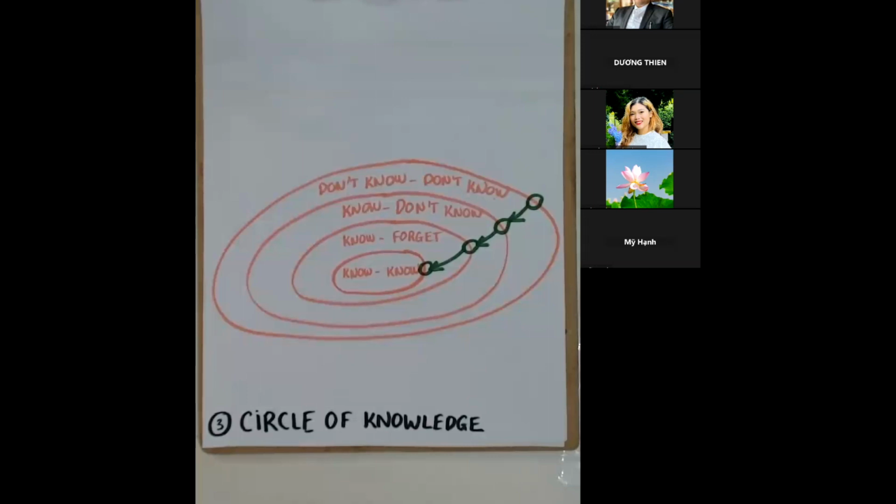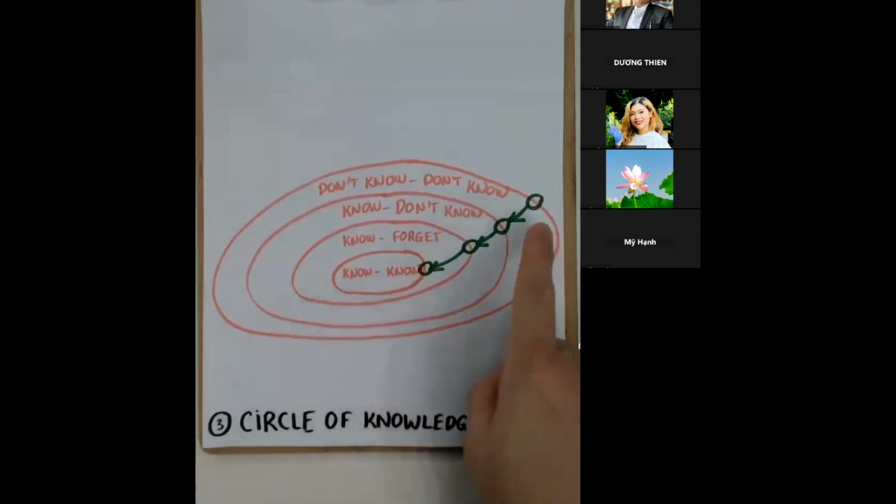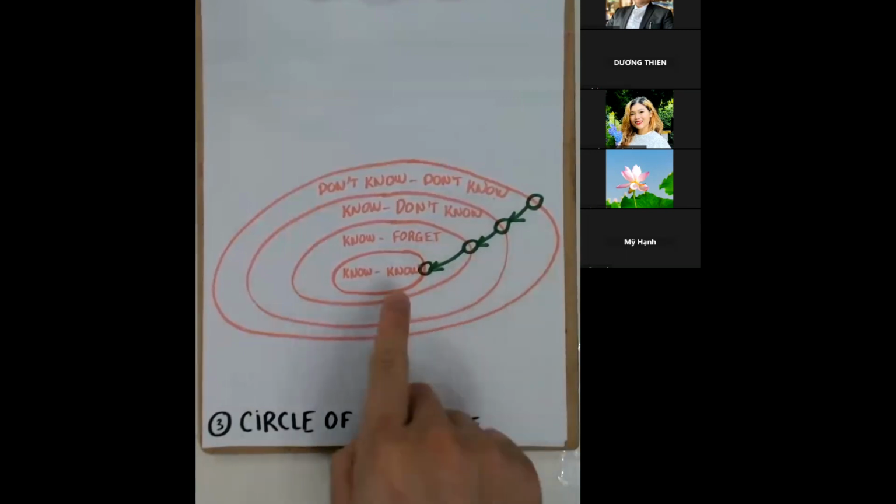And when we are aware of this, it can be simpler for us to make the circle of knowledge go from the don't know to the knowledge that we know that we know.